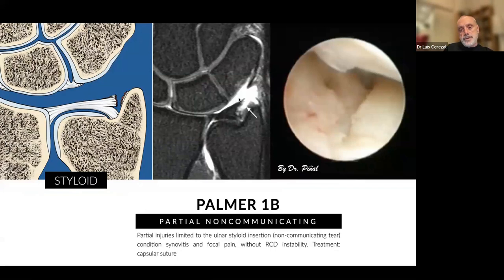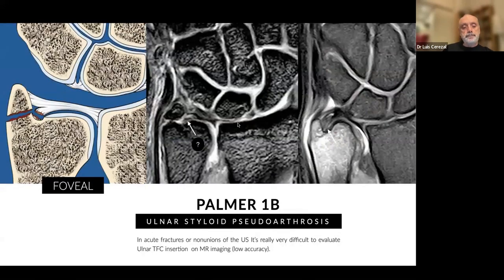And this is another case on MR arthrography, and we see the tear affecting only the styloid insertion, but respecting the foveal one. More difficult are cases of pseudoarthrosis or fracture of the ulnar styloid, where we especially need a very good MRI exam. It's really difficult or impossible with a suboptimal MRI to reach an appropriate diagnosis.